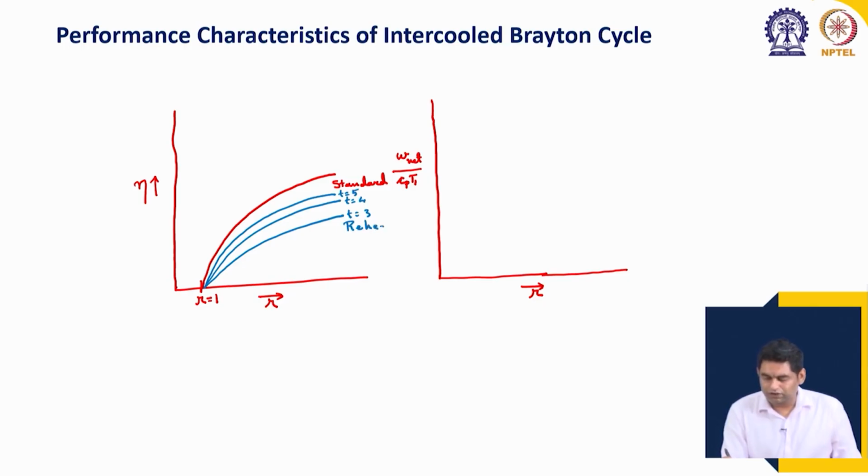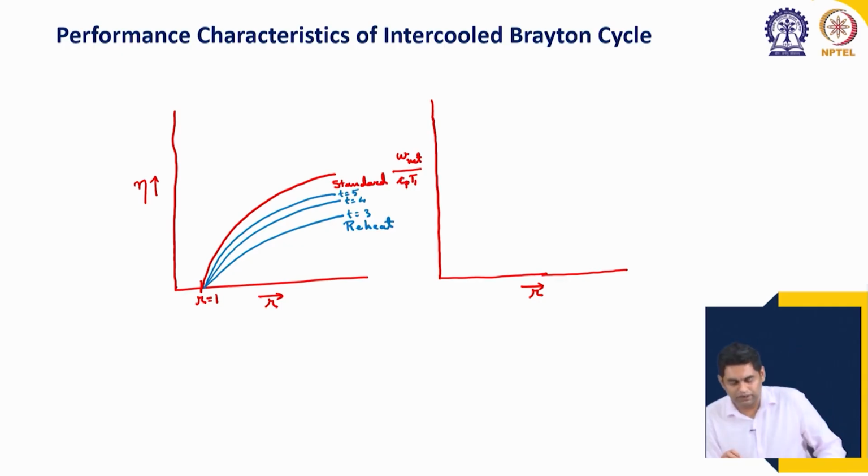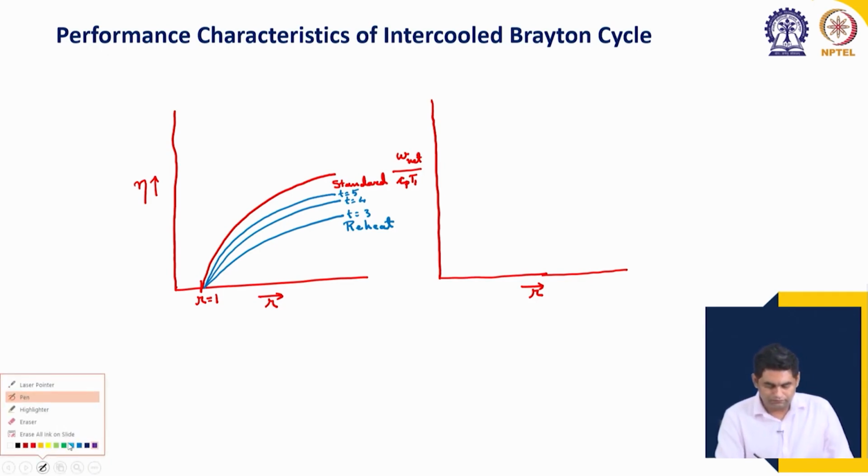So, we need not draw the regeneration and reheat plus regeneration, because the behavior in those cases is very different. Here it is more apt to compare with the reheat cycle, because ultimately our aim is to increase the work output. We will see what is the resultant effect on the efficiency. So, for the intercooling we will use another color, let us say green.